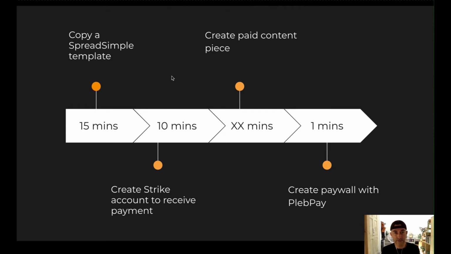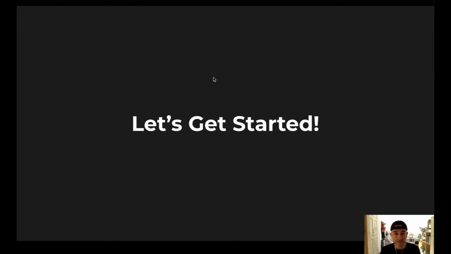So you're going to create a copy of a SpreadSimple template to just get you up and running really quickly. I'll walk through that. You'll set up your Strike account to receive the payment. I already have my account set up, so I won't be going through all the details of that, but I'll walk you through how to get started. Your paid piece of content, you'll have that created already, or you're going to be working on it, and then creating the paywall with PlebPay. Okay, so let's jump in.